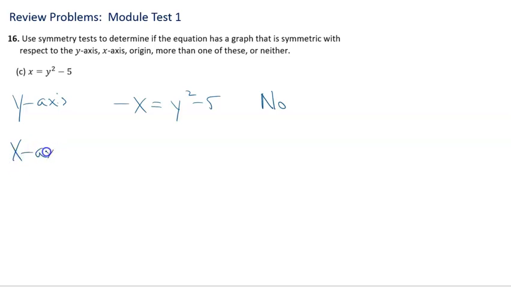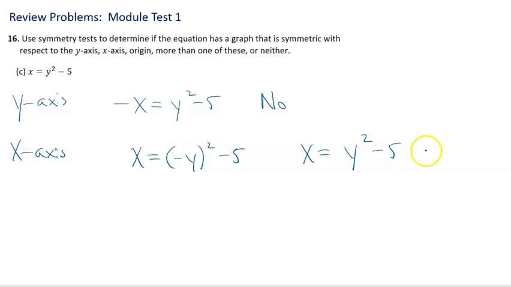What do you do for x-axis? You do the opposite. You plug in negative y for y. You leave the x alone. So x is equal to negative y squared minus 5. Will that simplify? Yes, it will. x is equal to y squared minus 5, because when you square a negative, it turns positive.